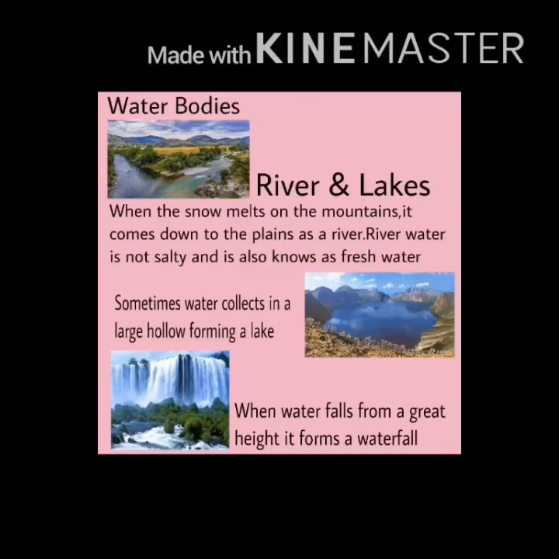Okay, so moving on to rivers and lakes, as I told you that when the snow melts on the mountains, it comes down to the plains as a river. So river water is not salty and is also known as fresh water. Okay, and sometimes water collects in a large hollow forming a lake, just like Changu Lake, right? And when water falls from a great height, it forms a waterfall.